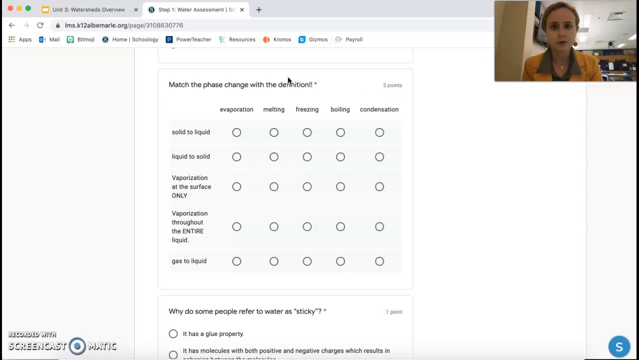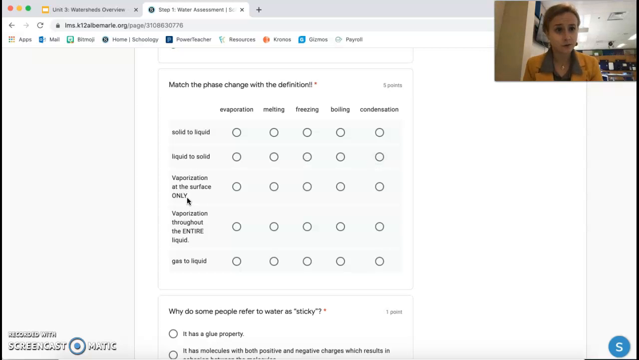Question number 2. Match the phase change with the definition. Solid to liquid. Is that evaporation, melting, freezing, boiling, or condensation? A phase change from a liquid to a solid. Is that evaporation, melting, freezing, boiling, or condensation?